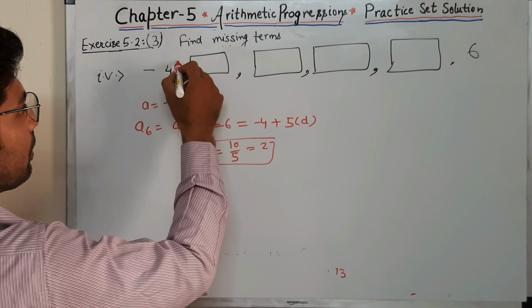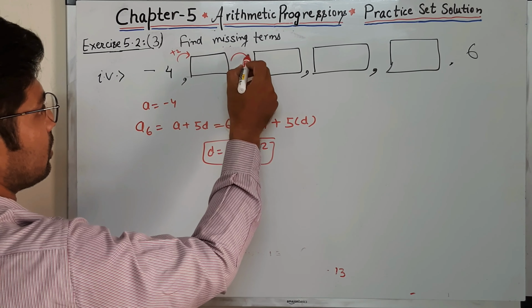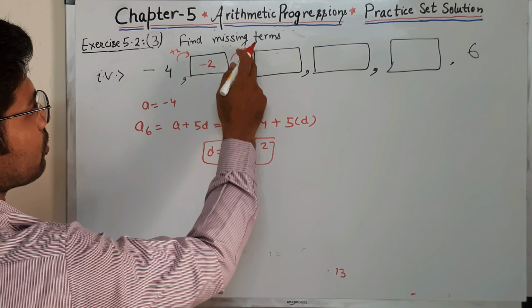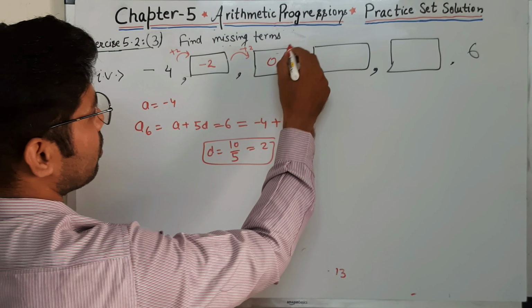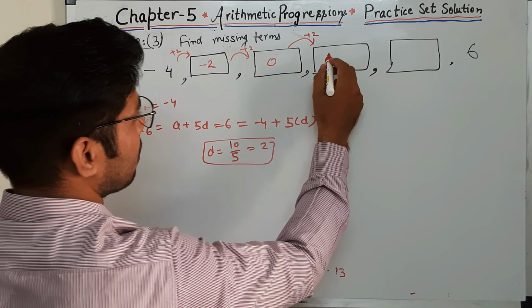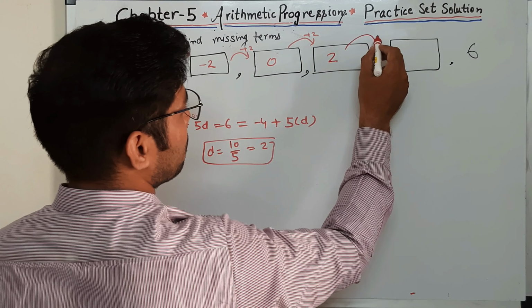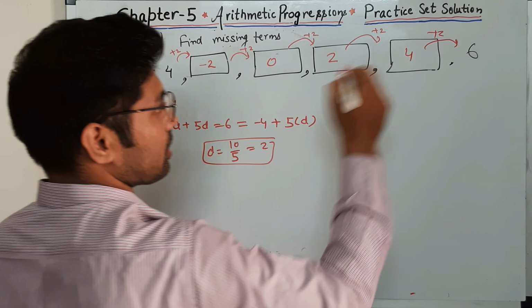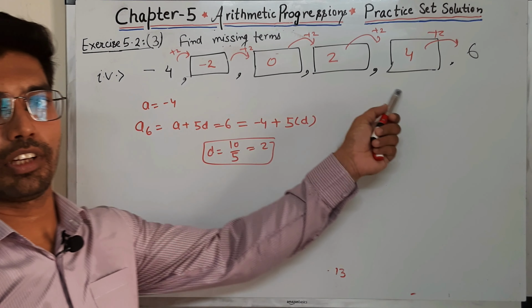So we need to increment by +2 here. Okay, so -4 plus 2 will be -2. -2 plus 2 will be 0. 0 plus 2 will be 2. And 2 plus 2 will be 4. And 4 plus 2 will be 6. Okay, so these are the missing values.